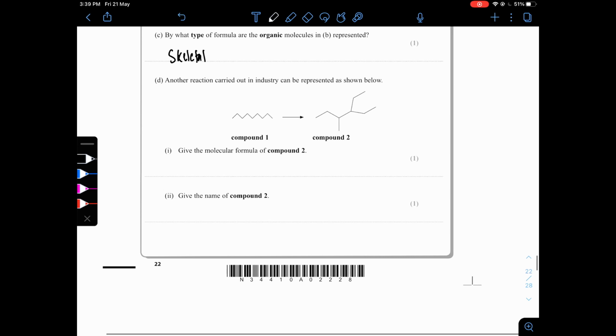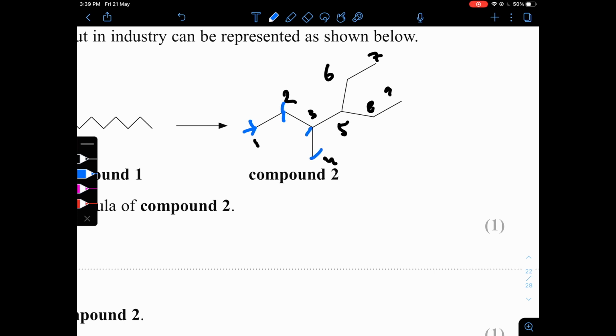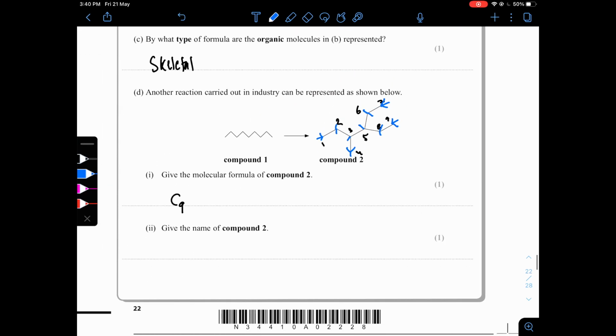Another reaction carried out in the industry can be represented by the following. Give the molecular formula for compound 2. Now, they ask for the molecular formula. They're not asking for a name or a specific displayed formula. So all we have to do is count how many carbons there are. 1, 2, 3, 4, 5, 6, 7, 8, 9. So we know it's C9. And for the hydrogens, we count 1, 2, 3, up to 20. So we know this is going to be C9H20.